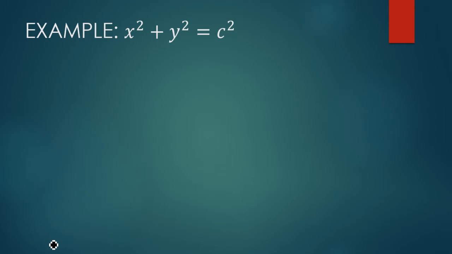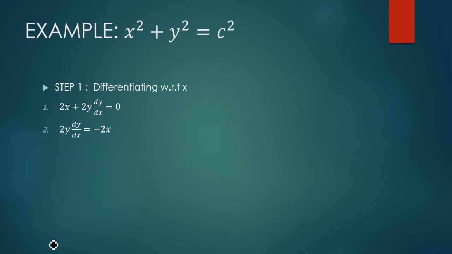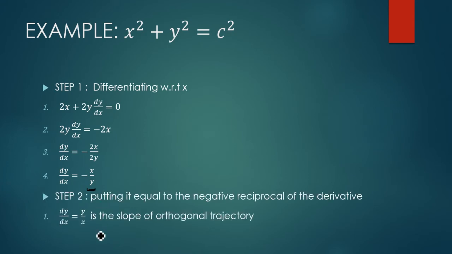Now as I discussed earlier, this was the question, which is x square plus y square equals c square. Now the first step is to differentiate it with respect to x, that is 2x plus 2y into dy by dx equals 0. Now we find dy by dx from this. So the dy by dx comes out to be minus 2x upon 2y, which is minus x by y. The second step was to reciprocate this and multiply this by -1. So we reciprocate it, that is minus y by x, and multiplying it by -1, it was minus, so it is positive y by x.